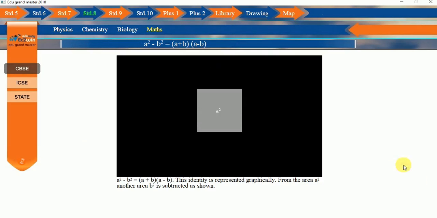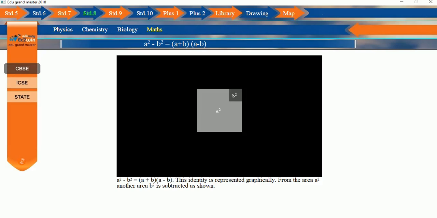a square minus b square equals a plus b into a minus b. This identity is represented graphically from the area a square. Another area b square is subtracted as shown.